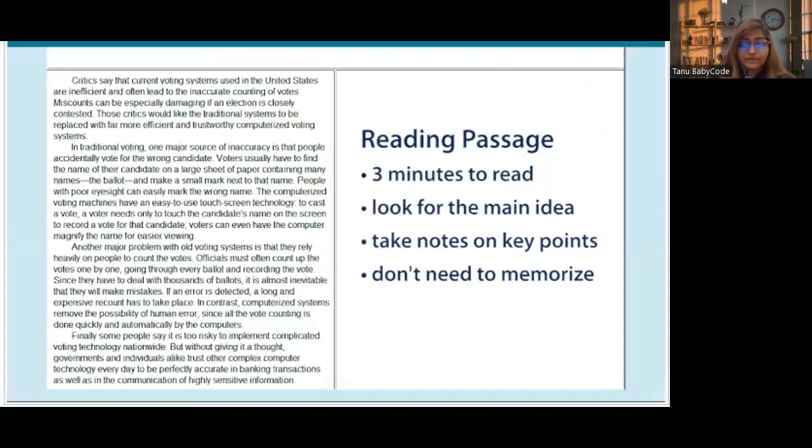See here. Reading passage. Now this is your reading passage. You can read quickly. You have 3 minutes to read it. Look for the main idea, take your notes, and don't memorize.